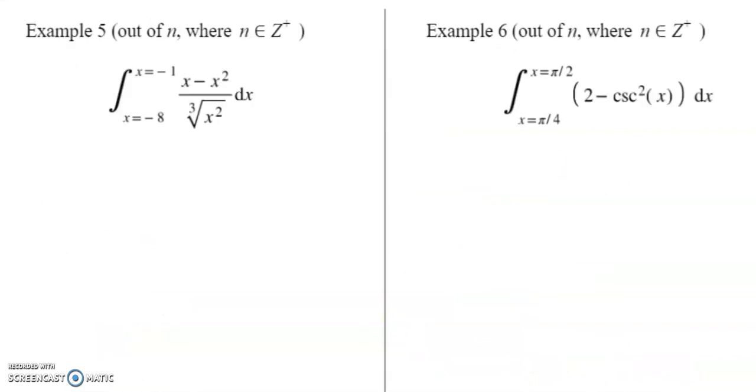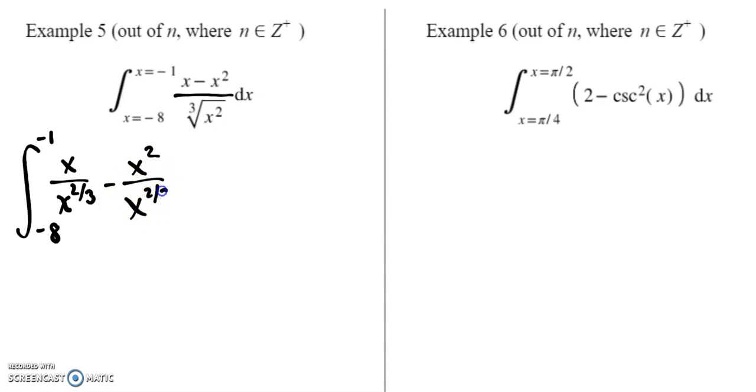Example 5. I'll help you get started with some rewrite. We don't have a division rule for integrals. So I'm going from -8 to -1. I'm going to write this as x over x to the 2/3 minus x squared over x to the 2/3. I'm going to clean up even more. So I'm going to go from -8 to -1.